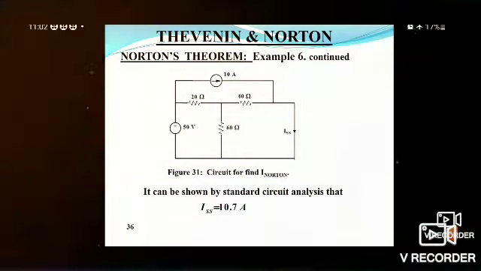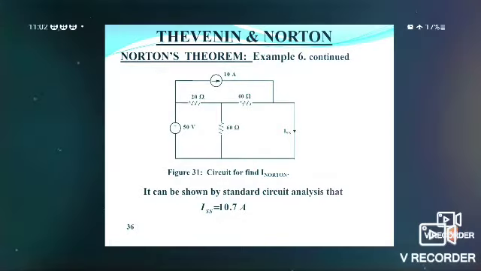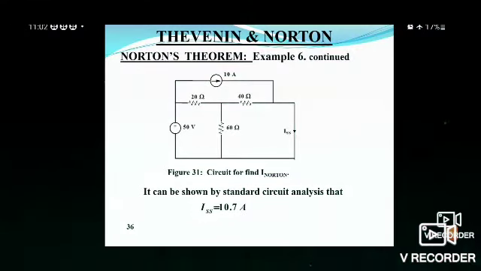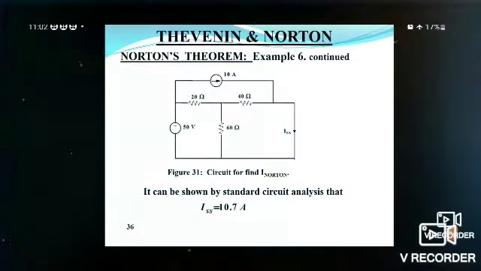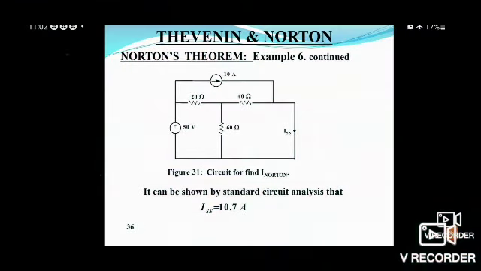It can be shown by standard circuit analysis, that is by loop analysis, that the value of the short circuit current ISC is equal to 10.7 ampere. By solving the network using loop analysis, we find the short circuit current ISC equal to 10.7 ampere.